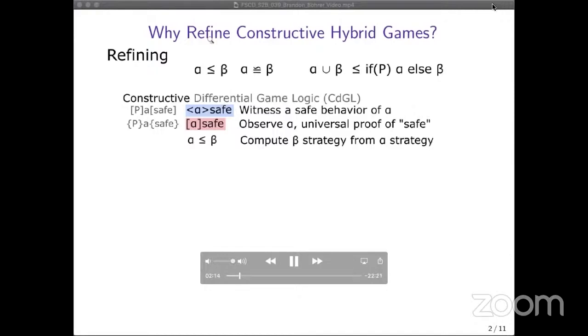While constructive logics are widely used to verify functional programs, there has been far less work on constructive versions of program logics, that is, logics like Hoare logic and dynamic logic and game logic that reason about stateful imperative systems. We hope that CDGL can spark further interest in constructive logics of imperative programs.